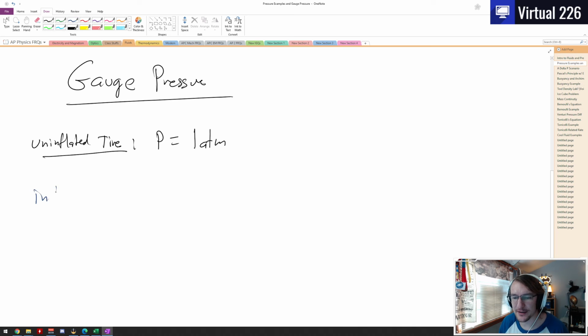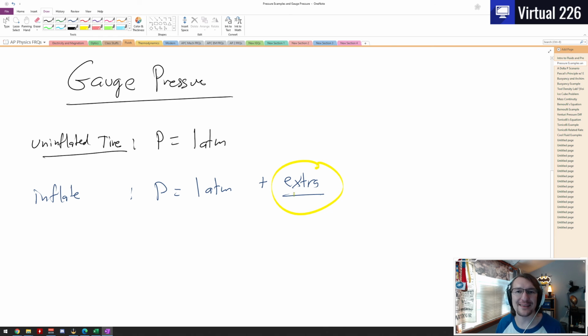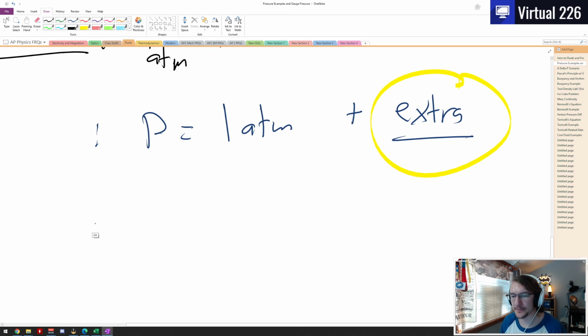When we inflate the tire, we add some extra pressure in. The total pressure is then 1 atmosphere plus whatever extra you're putting in the tire. This extra air is what we refer to as the gauge pressure. The uninflated, this is your atmospheric pressure here, okay? Your ATMs. The gauge pressure is anything extra that you're putting beyond that. So if you wanted to find the total pressure in something, your pressure total is going to equal the pressure from the atmosphere plus your gauge pressure.